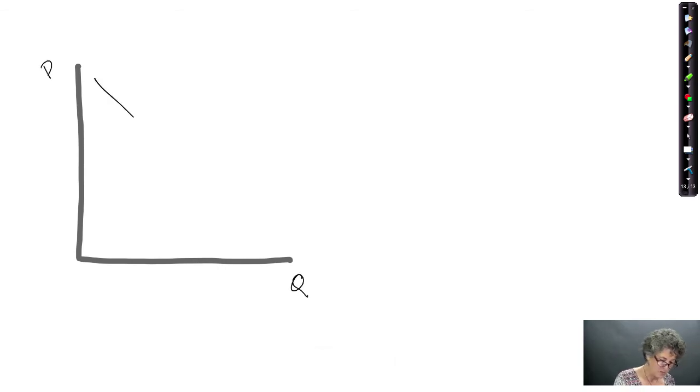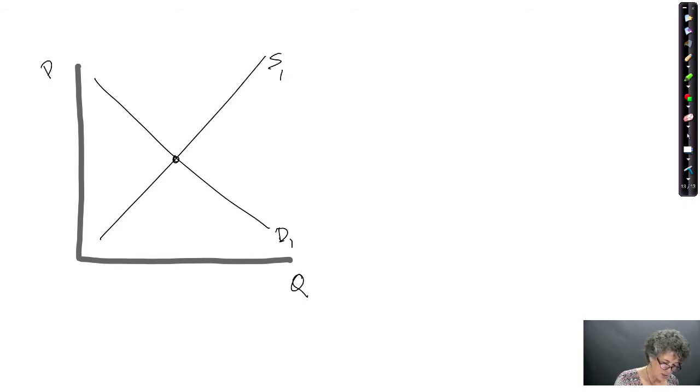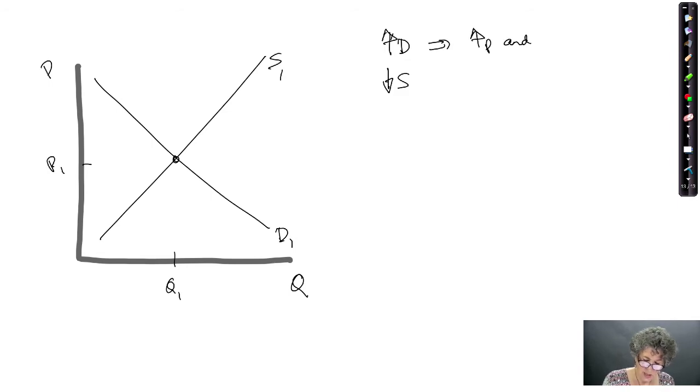So we're going to have a downward sloping demand curve D1, upward sloping supply curve S1, initial equilibrium price P1, quantity Q1. And this time, let's explore what happens if there's an increase in demand and a decrease in supply. So what we know is we know the increase in demand will cause an increase in price and an increase in quantity. And we know a decrease in supply will cause an increase in price and a decrease in quantity.